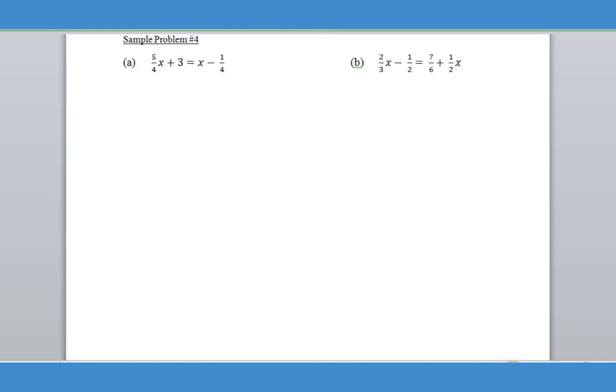Alright, as we look at sample problem number 4, part A, we get a little lucky here because my least common denominator is simply 4. We have 4 there and 4 there, so I don't have to really do like I did in the example problem and find the multiples of 3 different sets of numbers. So I'm simply going to multiply both sides by 4. And of course I have to use parentheses so that the 4 gets applied to every term in there.